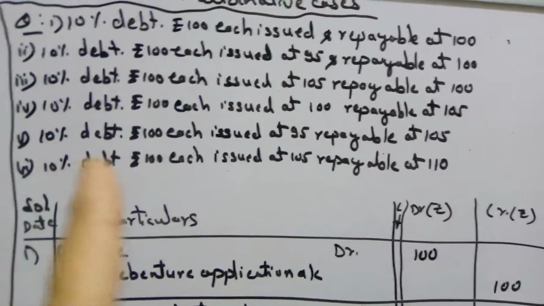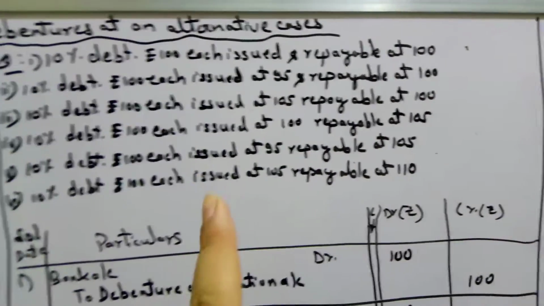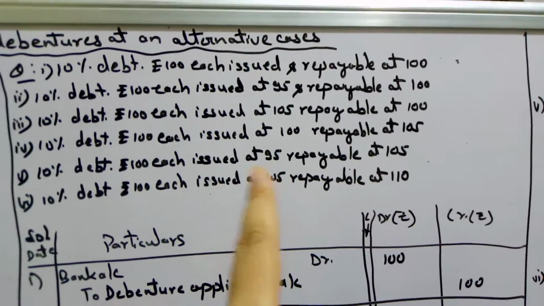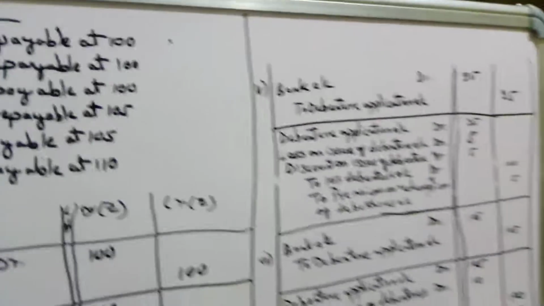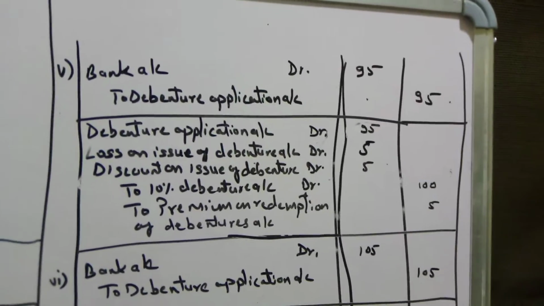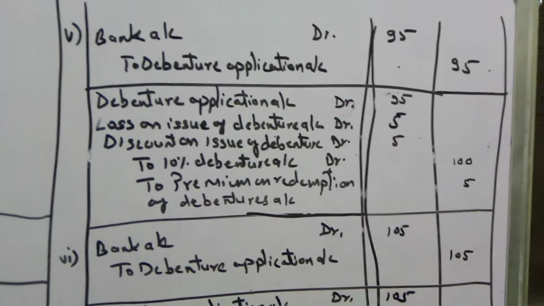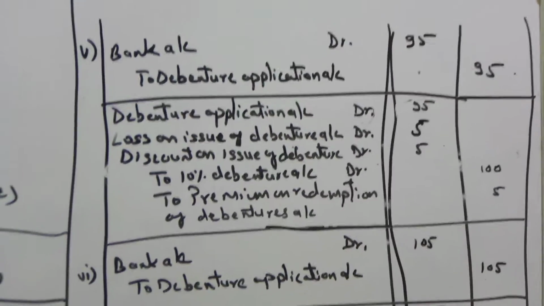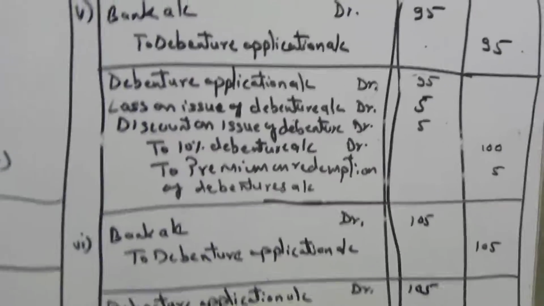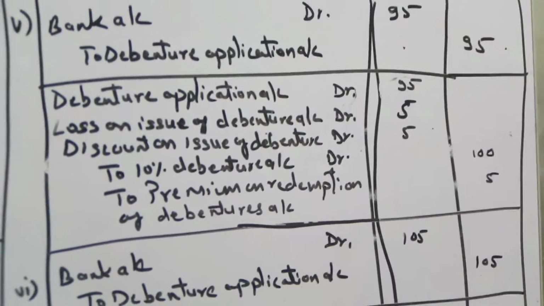Then the fifth point: 10% debentures of 100 rupees each issued at 95 and repayable at 105. That means issued at discount, since the value is less than face value, and redemption at premium. So what entry do we have to pass? First entry, as usual, the receipt entry: bank account debited to debenture application with 95, because this is the issue price. The debenture application account debited, loss on issue of debenture account debited, discount on issue of debenture account debited to 10% debenture account and to premium on redemption of debentures account.